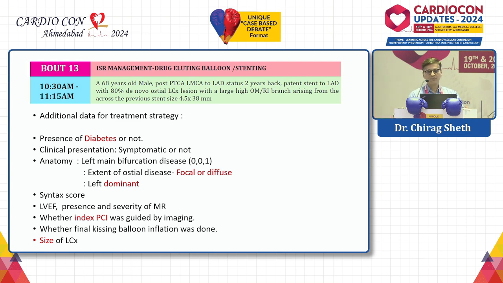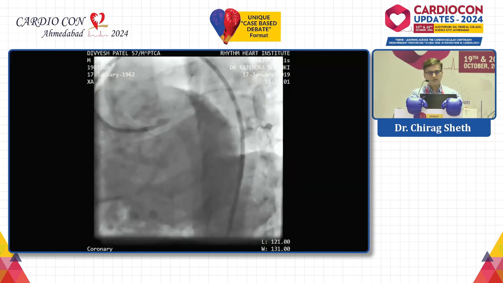In the back of the mind, when we consider a non-LAD substrate for bypass, there is always a question of how the venous graft to that circulation is going to behave in the long term. And therefore, this debate has come up whether we can offer a drug-eluting balloon or stent to this kind of anatomy. This picture closely relates to our patient profile: you have a patent LAD and left main, an ostial circumflex lesion, and a large ramus coming off from this lesion.